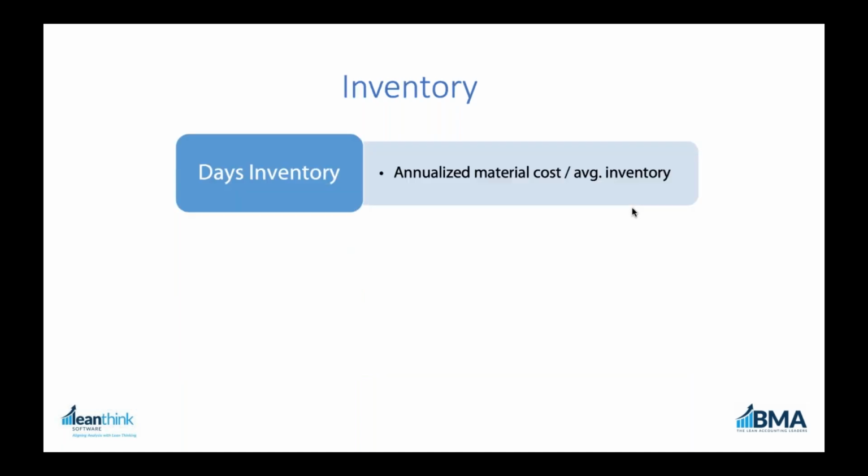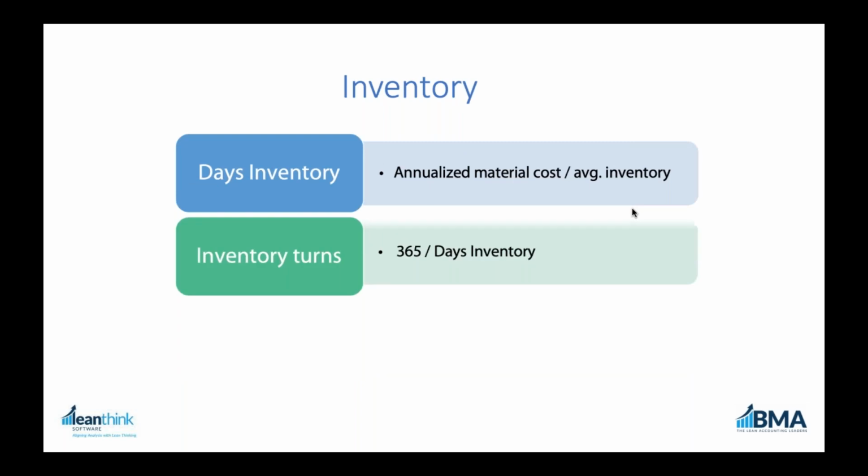Inventory. The measures are pretty standard. These come out of manufacturing. We can measure days of inventory. We can measure inventory turns. Inventory turns is actually a derivative of days of inventory. It's just a preference.